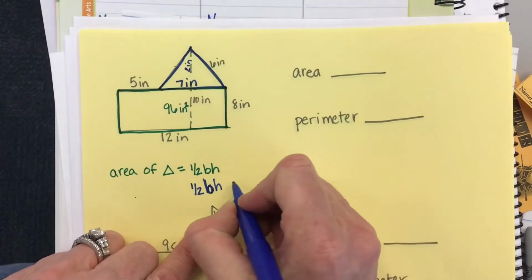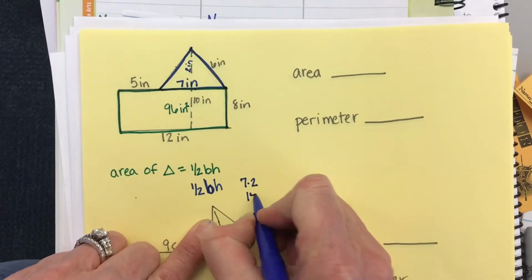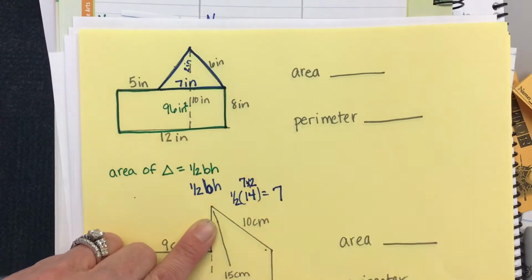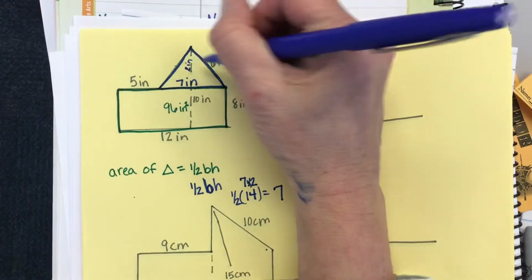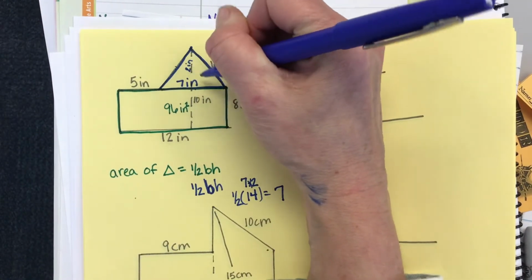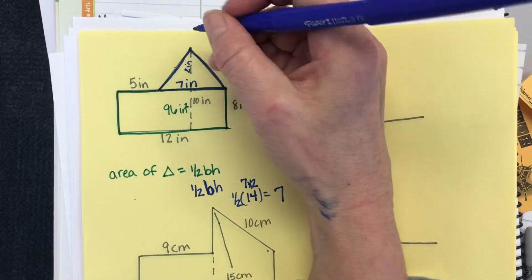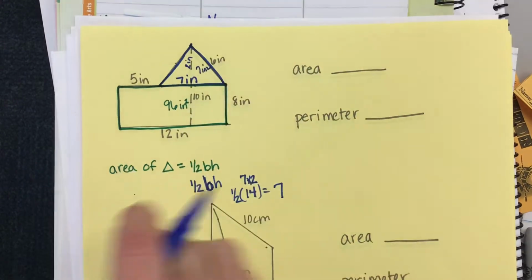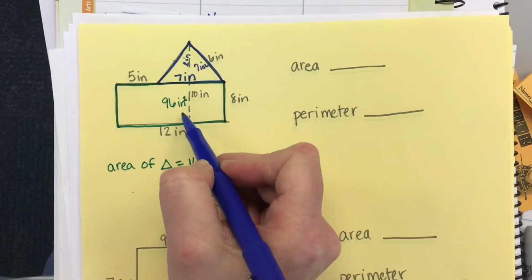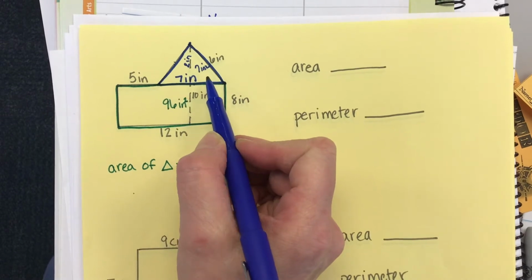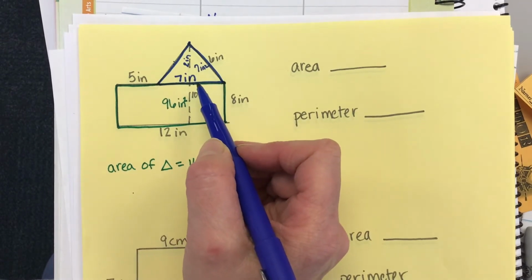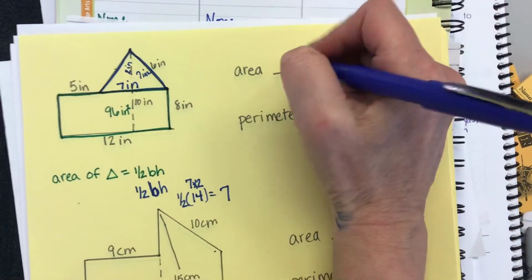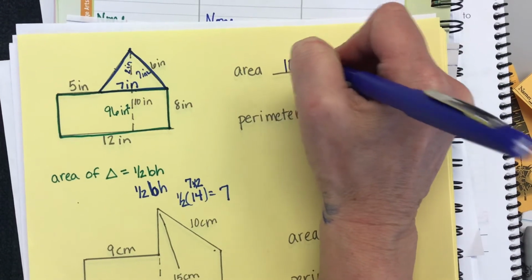Okay, so base times height is 7 times 2, or 14. And then half of that equals 7. So the area of this part is what? 7 what? Inches squared. 7 inches squared. So what is the total area? Here we had 96 inches squared. Here we have 7 inches squared. What's the whole area? Yep, 103. 96 plus 7, or 103 inches squared.